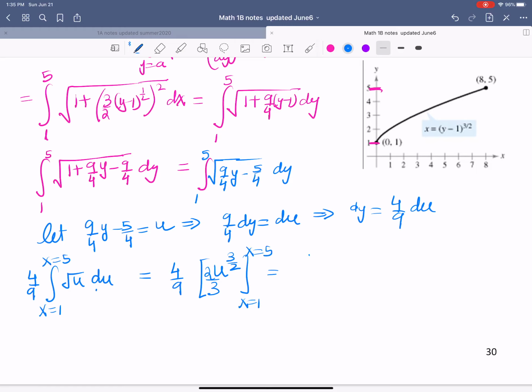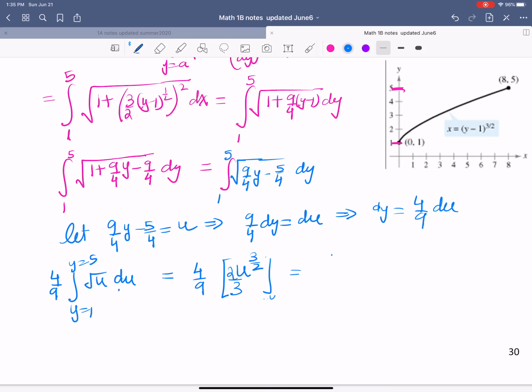Now I'm going to go back. I'm sorry, these were the y's. I apologize, no x's here. These bounds were the y bounds, not x bounds, okay? So y is equal to 1 to y is equal to 5.